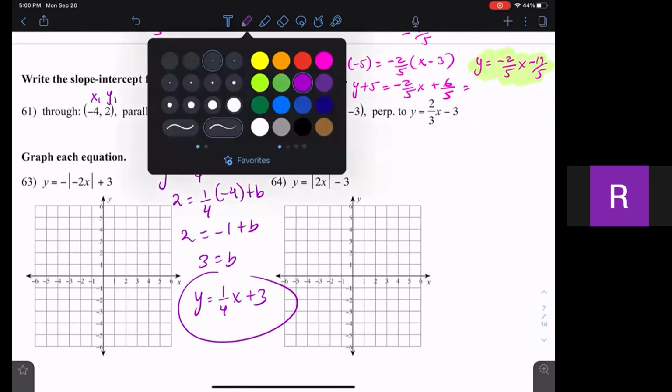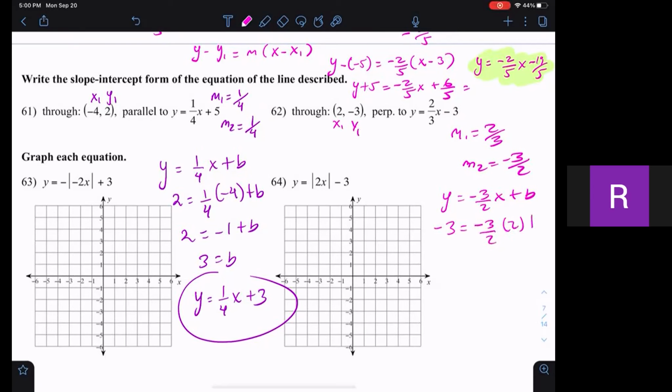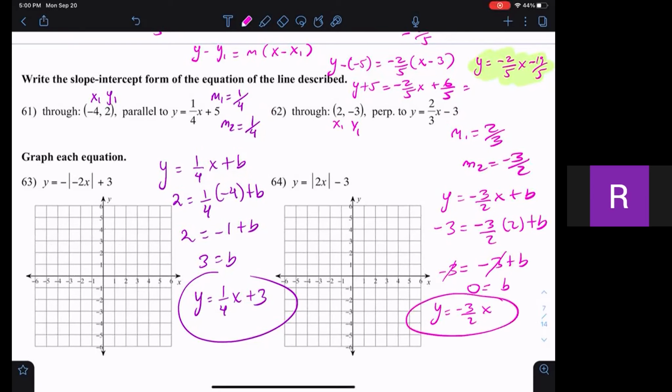And perpendicular means the negative reciprocal of that, right? So m1 is 2/3, m2 will be -3/2. So now you can use y equals -3/2 x plus b. You have this point x1, y1, plug it in: -3/2 times 2 plus b, that's going to be -3 plus b equals -3. So this cancels out, so b equals 0. So y equals -3/2 x plus 0, or you just put this. Okay, that's how you do that.